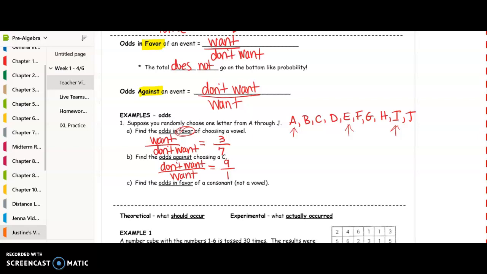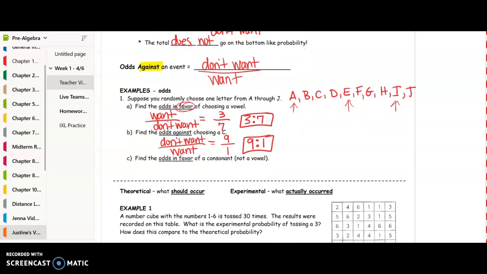Okay, also for odds, a lot of times you're not going to see it written as a fraction like this. You're going to see it written as a ratio, like 3 to 7 or 9 to 1. Sometimes people get confused with odds against. So if you're confused with odds against, but you understand odds in favor, the other way you could do odds against is you could actually just do odds in favor and get like 1 to 9, and then you just flip it. Okay, so if it's odds against, you just flip that answer and get 9 to 1.